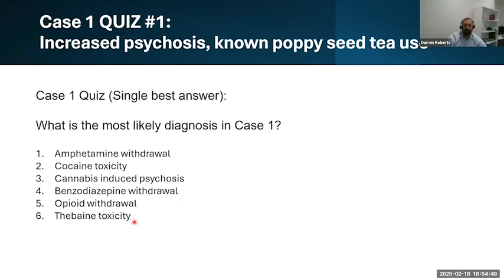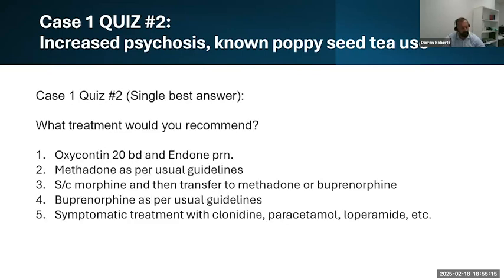Thebaine toxicity would be more associated with seizures and muscle pains and chest pains. Oh, sorry, less so chest pains. It's more the muscle pains and the aches and the increased reflexes and sometimes seizures. And as you know, with cows you can have myalgias and arthralgias, so you could see that there could be some crossover. This guy hasn't actually used the poppy seed tea for a little while. So this is looking for us to diagnose opioid withdrawal. And what treatment would you suggest?